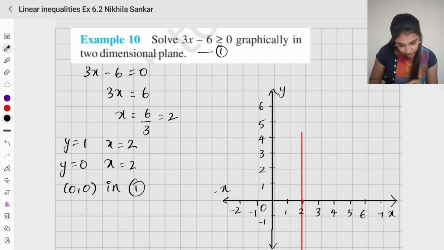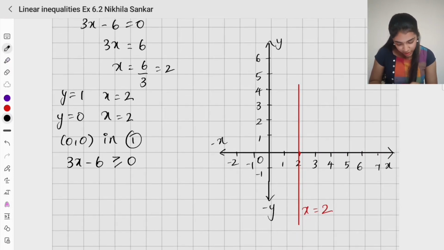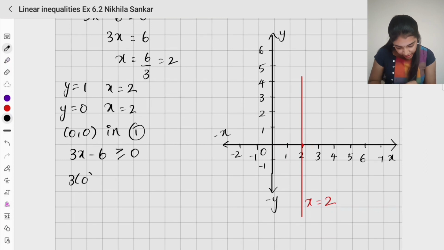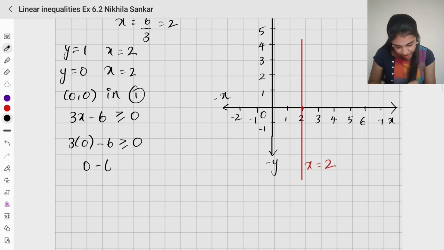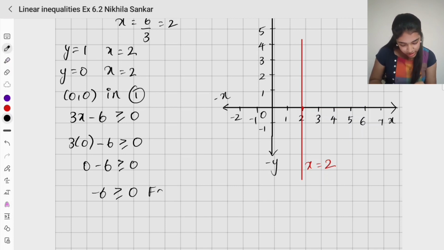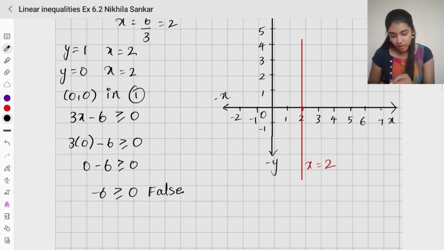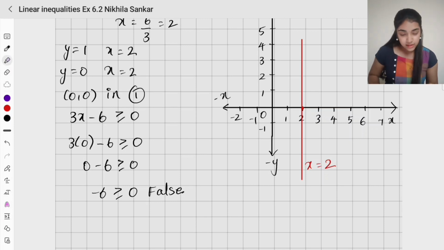0, 0 in equation 1. So 3x minus 6 greater than or equal to 0. Substituting the value of 0: 3 times 0 minus 6 greater than or equal to 0. 0 minus 6 greater than or equal to 0. Minus 6 greater than or equal to 0. So this is also false. So 0, 0 is not included in the solution set. Then where is my solution going to be? It is going to be to the right half of the plane. Okay. So this is my solution set.